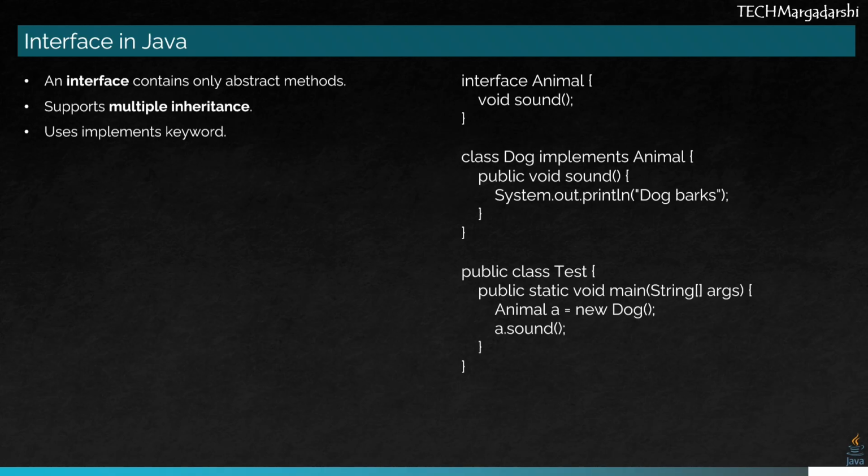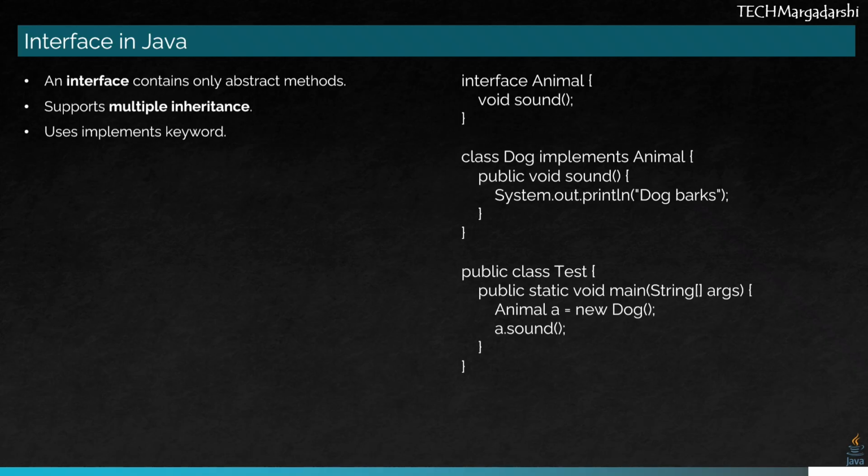Now we have a class called dog that implements the animal interface. Inside the dog class, we override the sound method. We define the behavior by printing dog barks. This is the actual logic of how the sound works. Using interface reference.